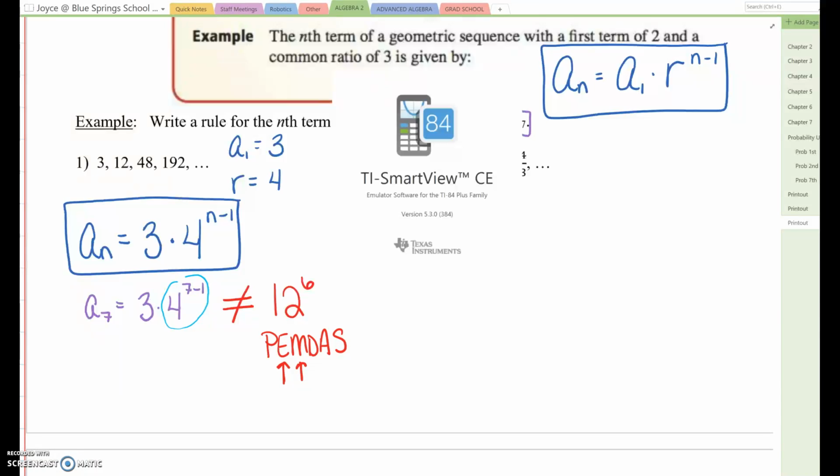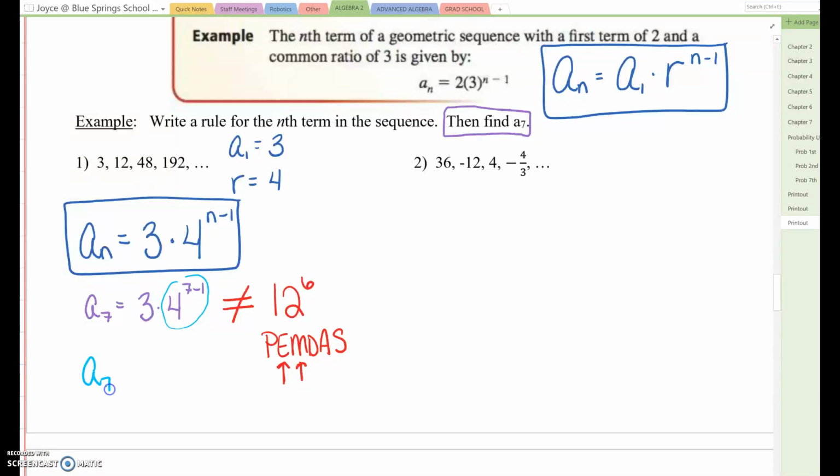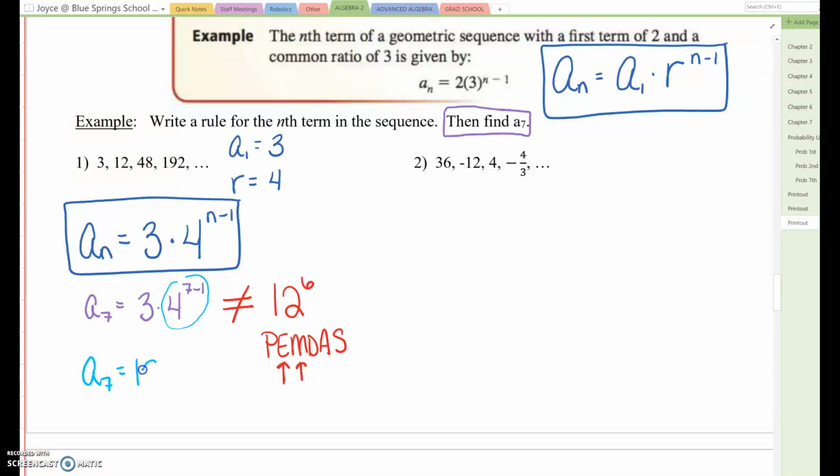That would be 6. So you can do 3 times 4 raised to the 6th. Our answer is 12,288. So the 7th term is 12,288. Geometric sequences either get very, very big very quickly or very, very small very quickly, because really they're the same as exponential growth and decay functions.